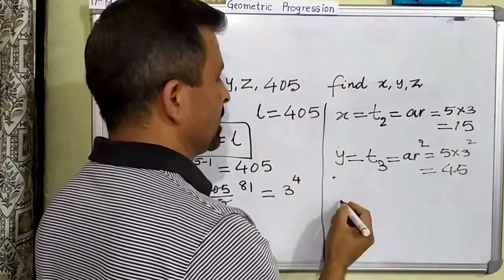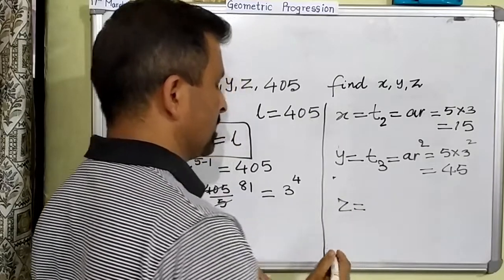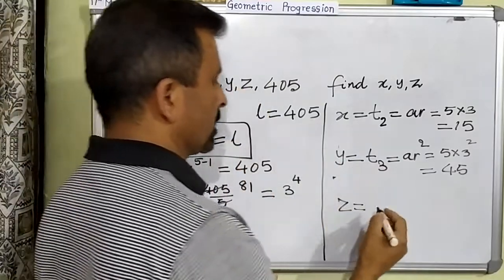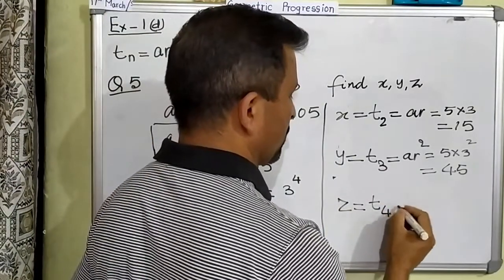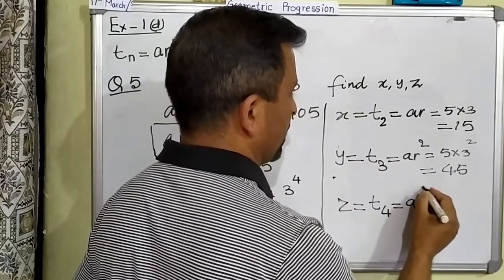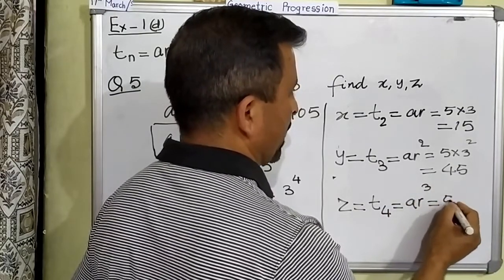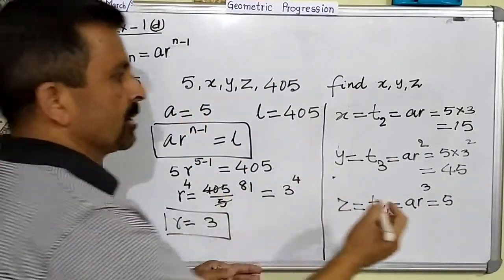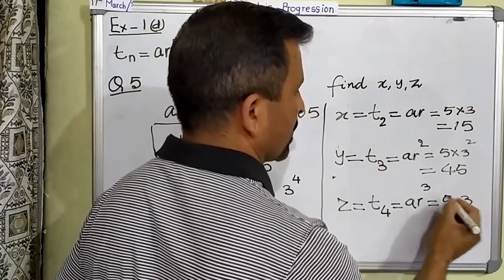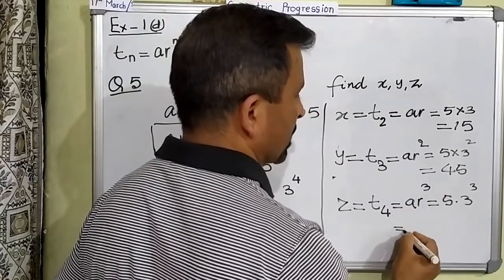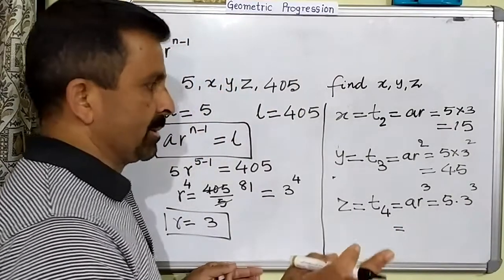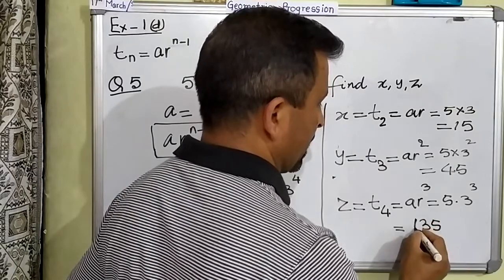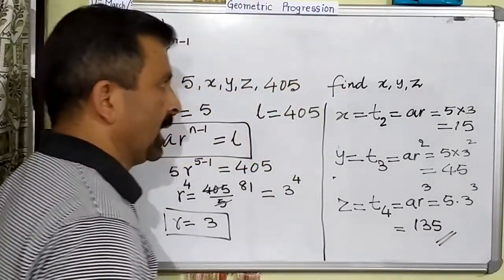And then the third value is z, not the term. And the position of z is fourth. 1, 2, 3, and 4. So we are going to calculate the fourth term. This is a r to the power 3. A is 5, which is already given in the question. R is 3, so 5 into 3 to the power 3. Now 3 to the power 3 is how much? 3 3s are 9, 9 3s are 27, and 27 5s are 135. This is how we calculated the value of x, y, and z.